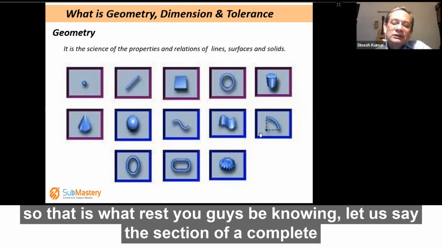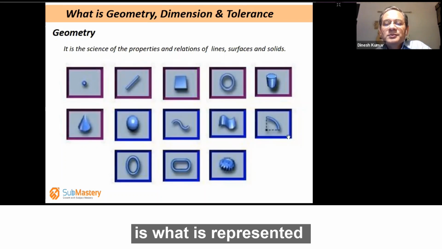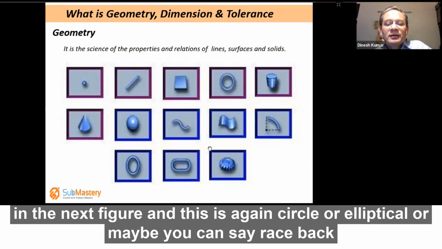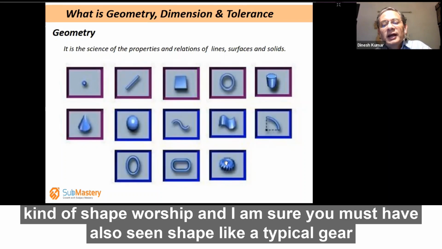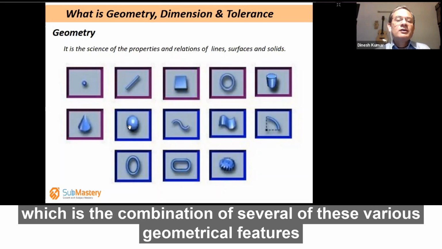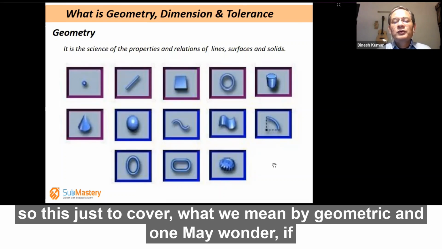And of course, let's say a section of a complete circular donut is what is represented in the next figure. And this is again a circle or elliptical, or maybe you can say a racetrack kind of shape. I'm sure you must have also seen shapes like a typical gear, which is a combination of several of these various geometrical features. So this is just to cover what we mean by geometry.